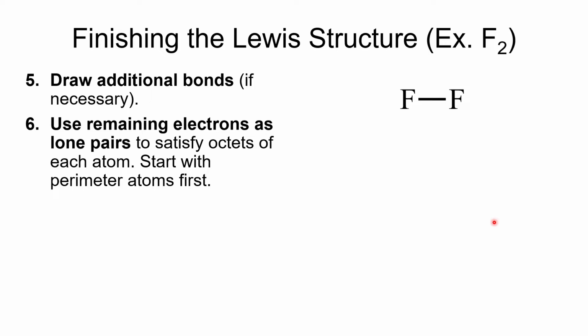We have 14 valence electrons, and we've used 2 of them. Since we've used 2 of them, that means we have 12 electrons remaining. Well, we can put six electrons around each fluorine. That will give this fluorine 2, 4, 6, 8 electrons around it. This fluorine has 2, 4, 6, 8. Both of those have a full octet. This is our valid Lewis structure for fluorine.